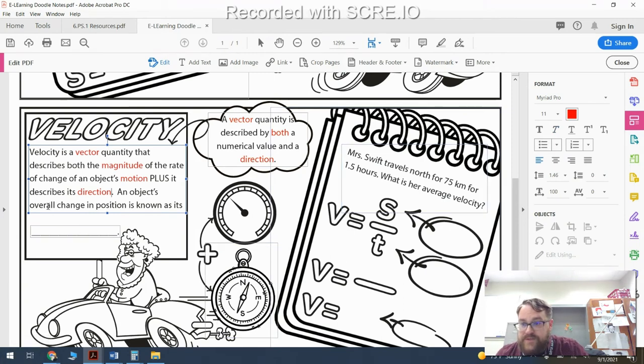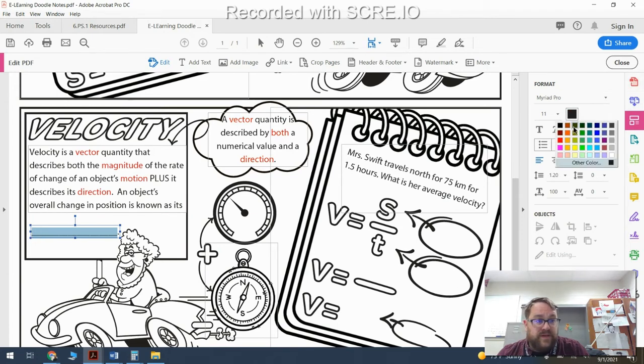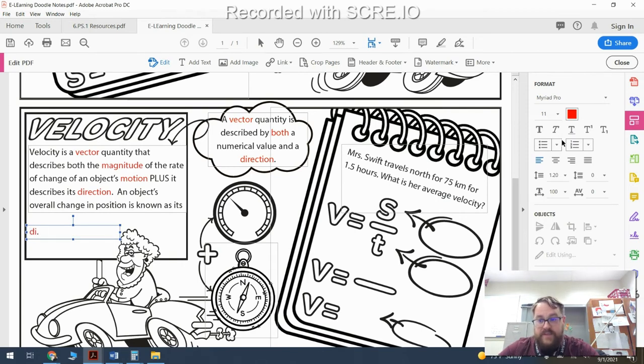An object's overall change in position is known as its, and this is a word from our first couple of lessons, the difference between the first and final position of an object, and that word is displacement. So velocity is a vector quantity that measures two things, not just one. It measures a numerical value, the speed, and a direction. In an object's overall change in position, we call that displacement.